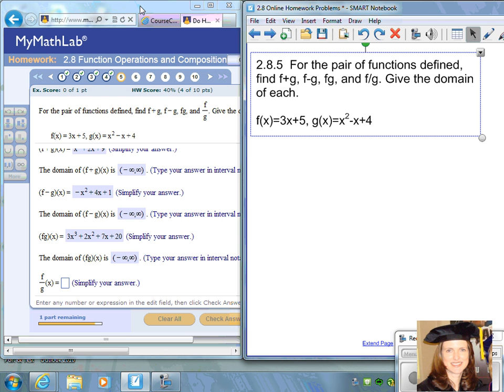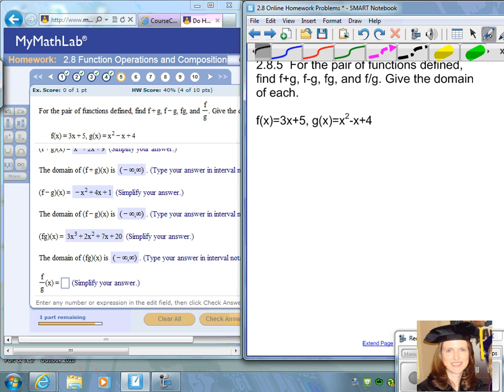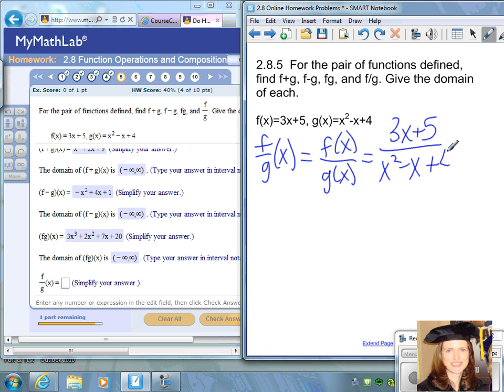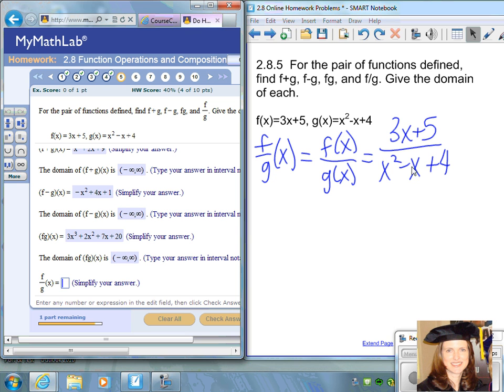Okay, the last part of this is to find f over g of x. To find f over g of x, we're going to take the f of x function and divide it by the g of x function, which gives us in the numerator 3x plus 5 over x squared minus x plus 4 in the denominator. This cannot be simplified. You don't want to try to cross anything out here. You can't cross out anything in a fraction if it's next to a plus or minus sign.